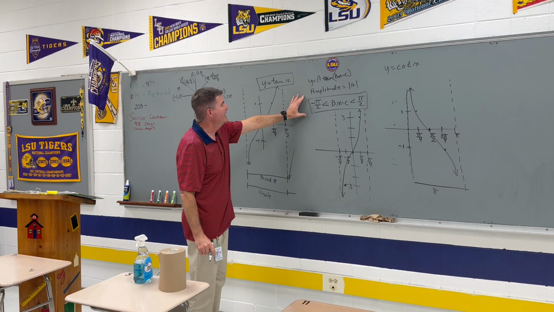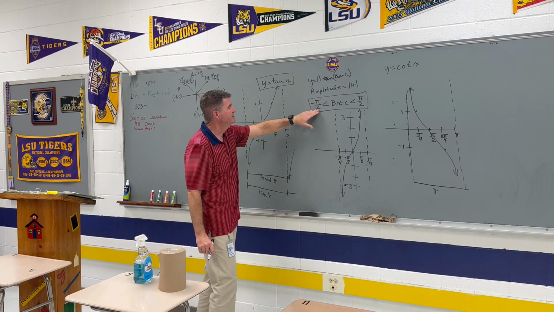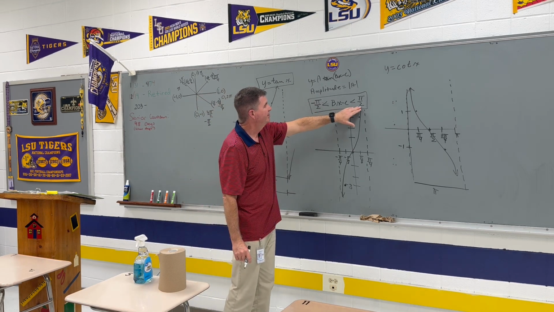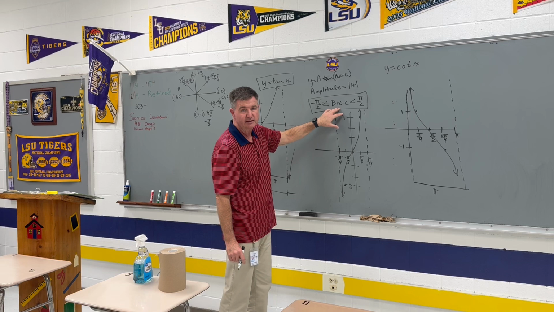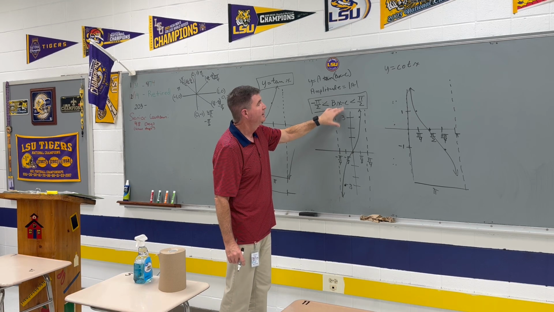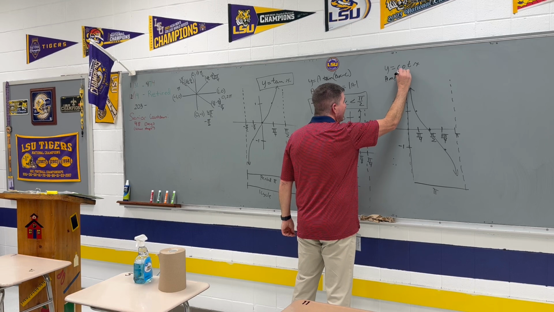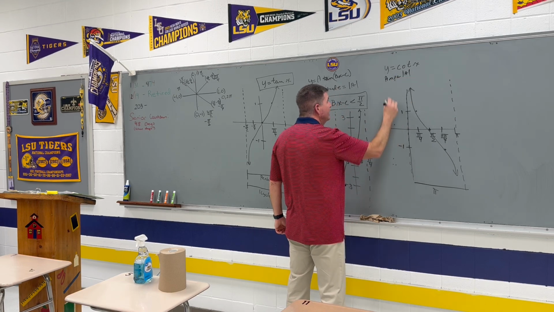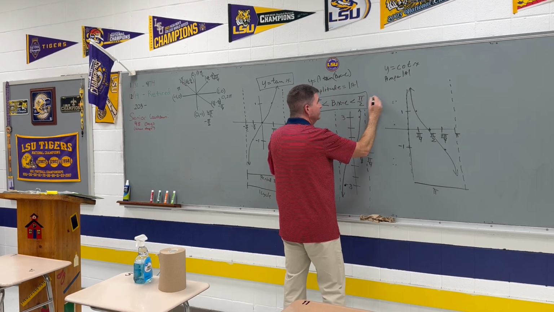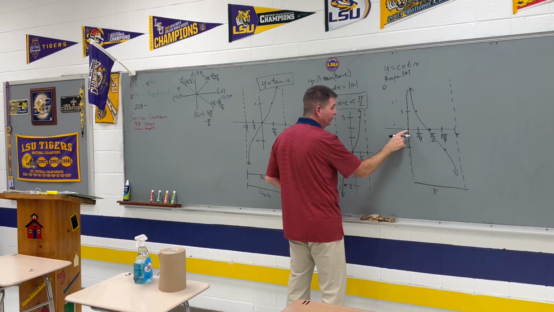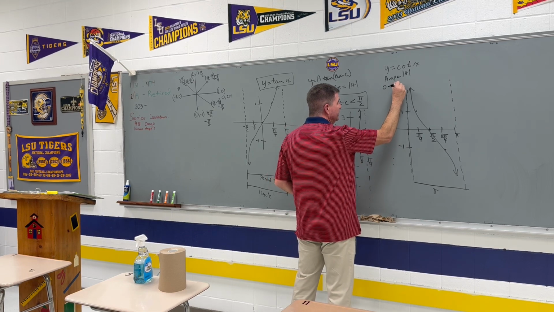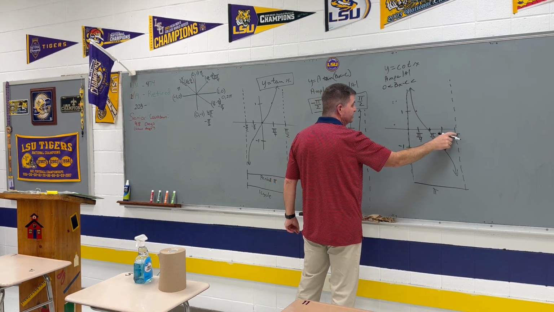And unlike the tangent, which has the asymptotes at negative pi over 2 is less than bx minus c, which is less than pi over 2, the cotangent, amplitude being the same, absolute value of a, but the asymptotes would be 0 is less than bx minus c, which is less than pi.